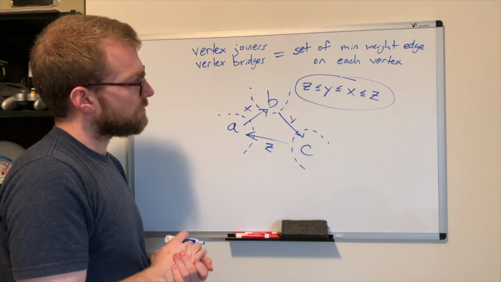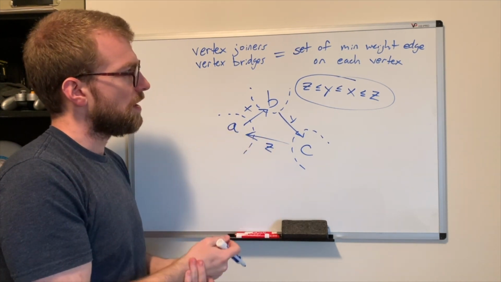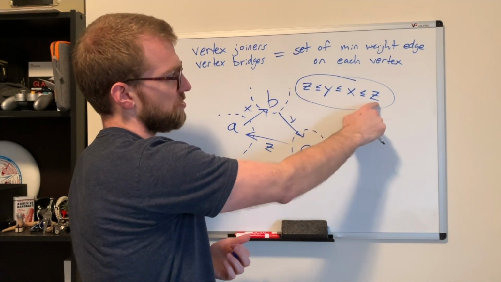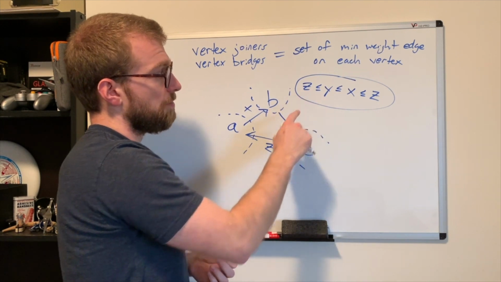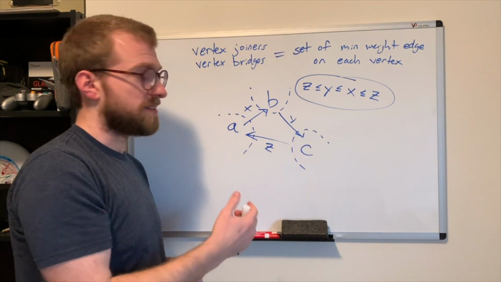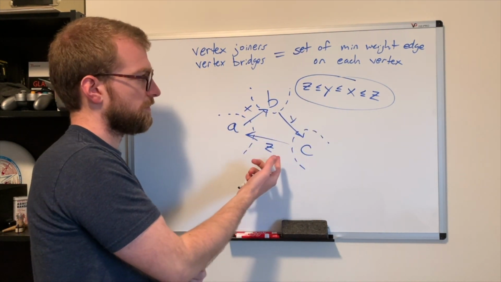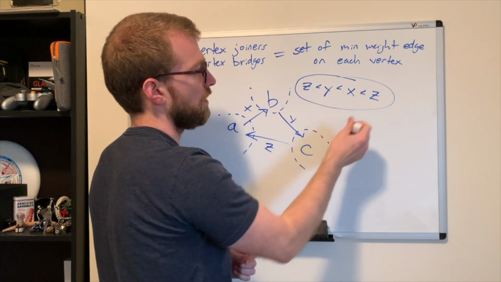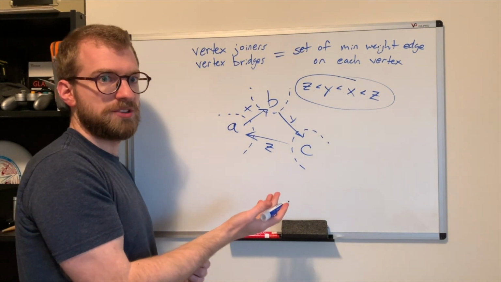And the question is, is this possible? Well, at the moment, certainly there's no contradiction, because Z could just be equal to Z and that would be fine. But actually, if we assume that the edge weights are distinct, then we know these can't be equalities. And so then we get a contradiction.